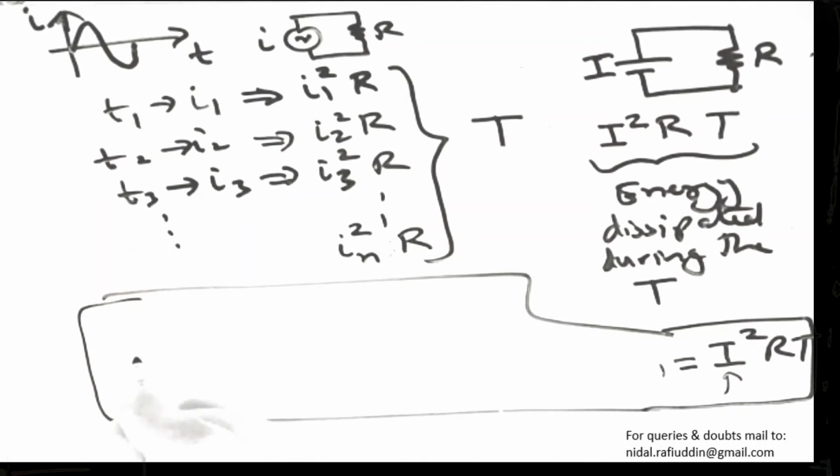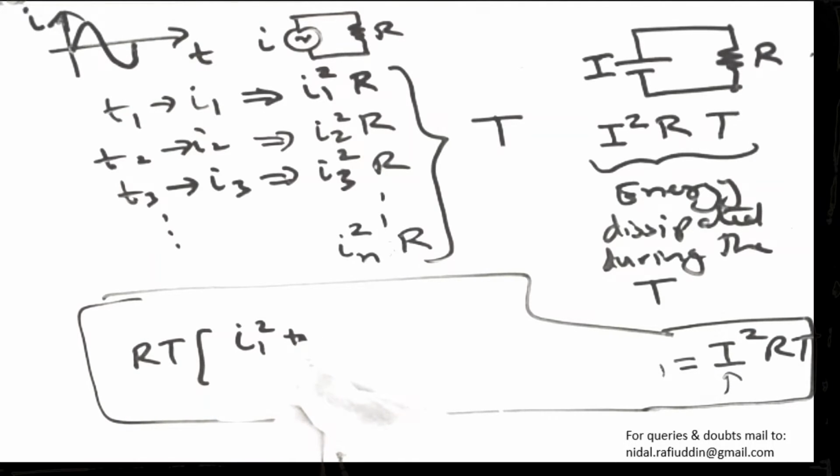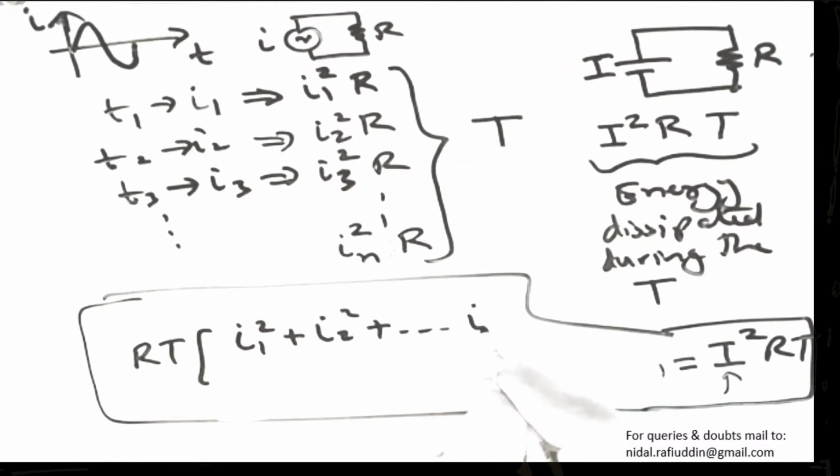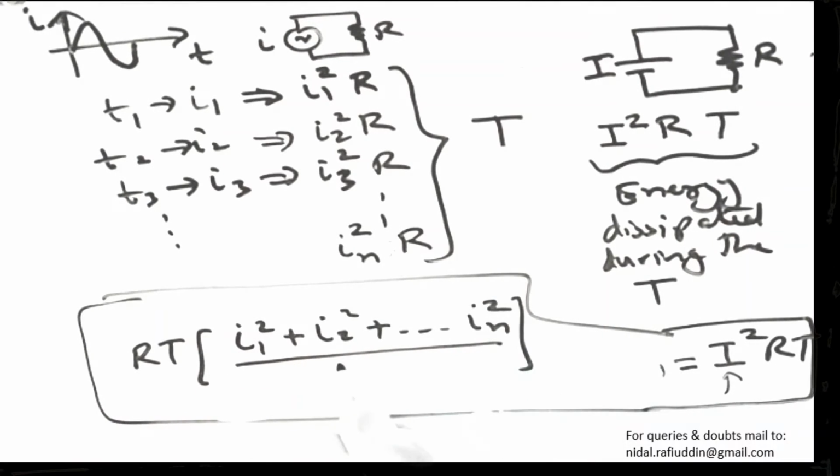So this can be written as R, capital T taken outside, and we have I1 square plus I2 square plus, and so on up till IN square, divided by capital N, which is equal to I square RT.